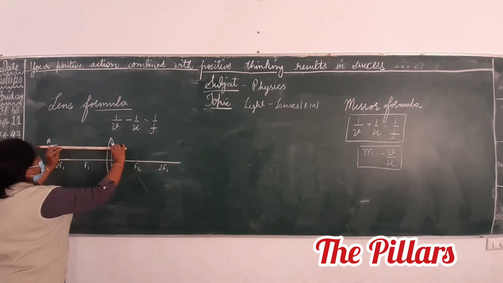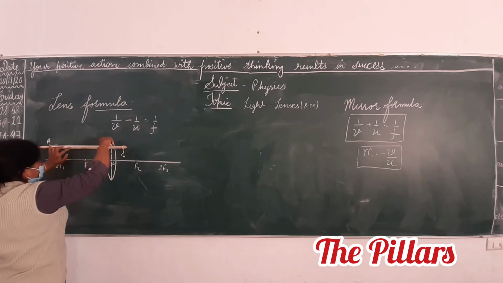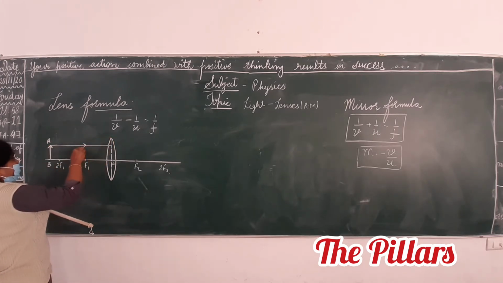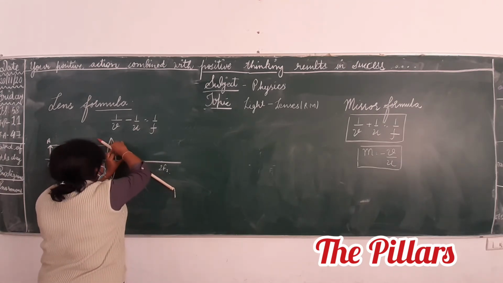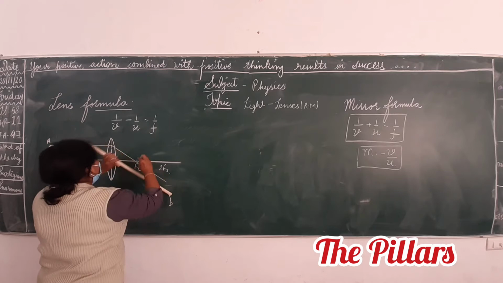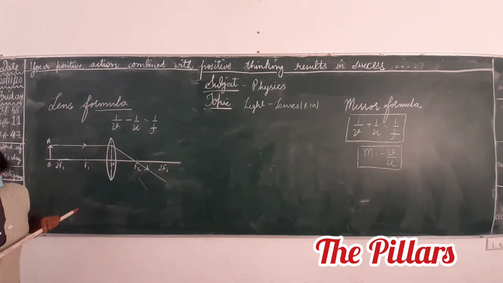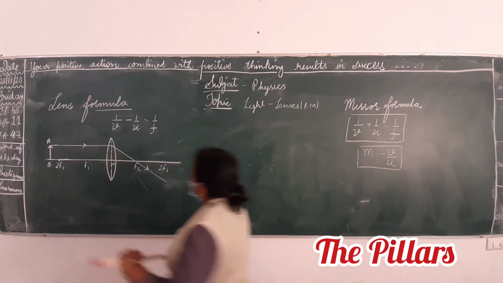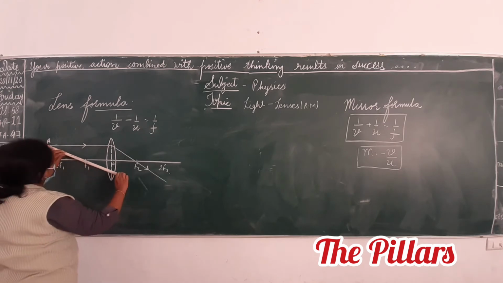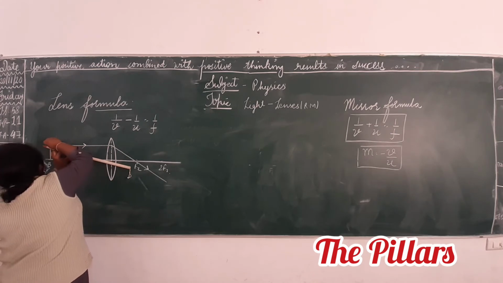One ray parallel to the principal axis will pass through the focus, and the second ray from the optical center, second ray from the optical center, optical center.